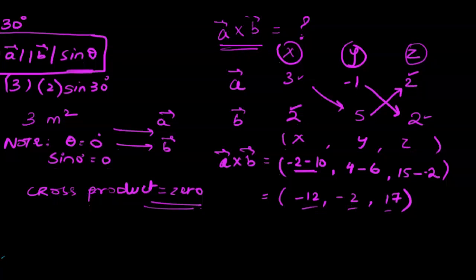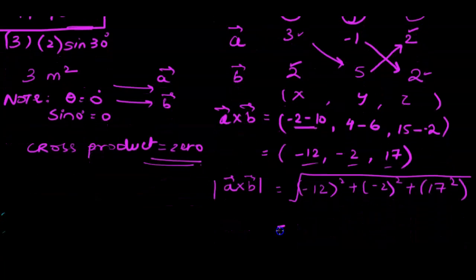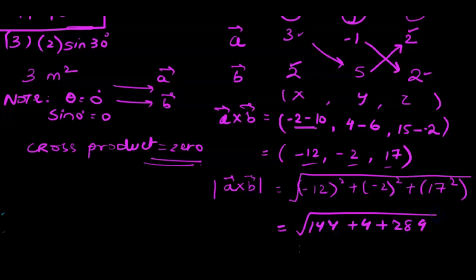If you're asked to find the magnitude of the cross product, all we have to do is negative 12 squared plus negative 2 squared plus 17 squared and square root the whole thing. So it's basically x squared plus y squared plus z squared, square root the whole thing. Then we put this in the calculator and we get our final answer. Here we get 144 plus 4 plus 289. When we put this in the calculator, we get 20.9. And we can put this as unit square. And this is how we get the cross product of vectors when we're given the two vectors in component form.